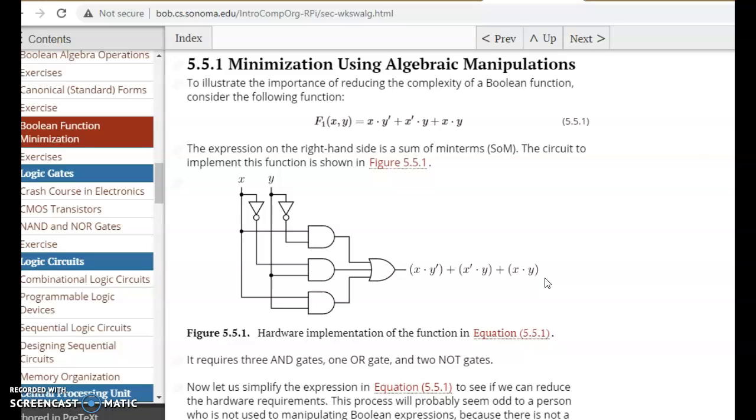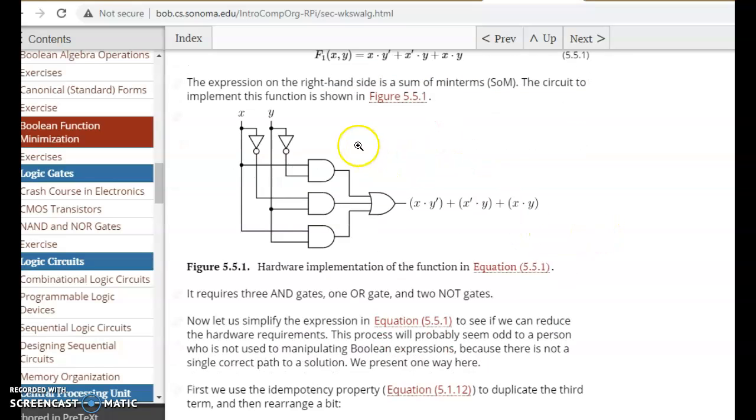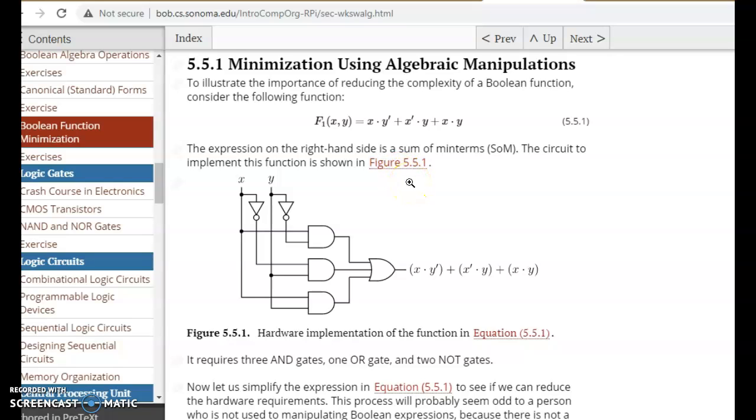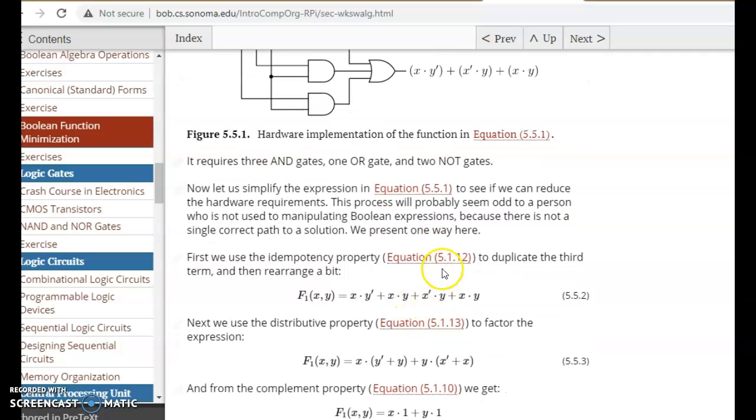So the expression on the right-hand side is the sum of minterms. And the sum of minterms is just x and y, plus x and not y, plus not x and y. Because those literals are being multiplied together, they are products. And then since we're using the or in between, it's the sum of products, and that's where that comes from. But if we draw this, it becomes a hardware implementation, because instead of thinking of x and y as 1 and 0, we think of it as true and false. And following the path, we can see that this is the outcome of all the possibilities.